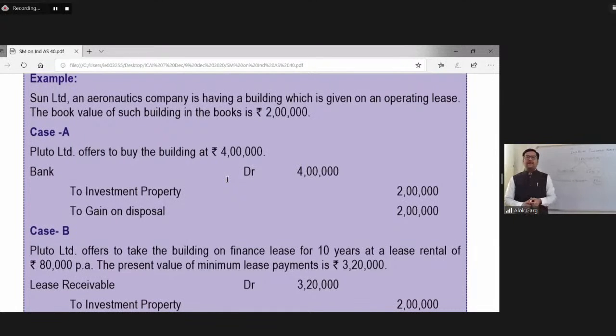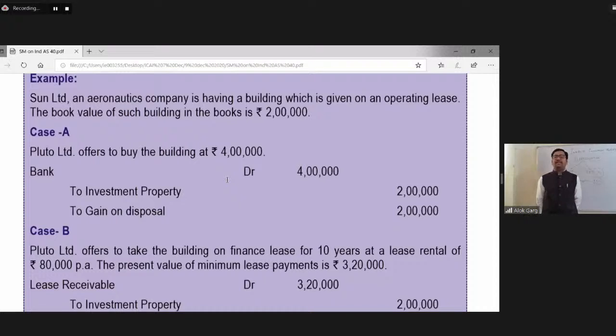So in this example from Institute study materials, Sun Limited, an aeronautics company, has a building which is given on an operating lease. This means this building is an investment property. The book value of such building in the books is rupees 2 lakh. What is the book value? 2 lakh. So Pluto Limited offers to buy the building at rupees 4 lakh.